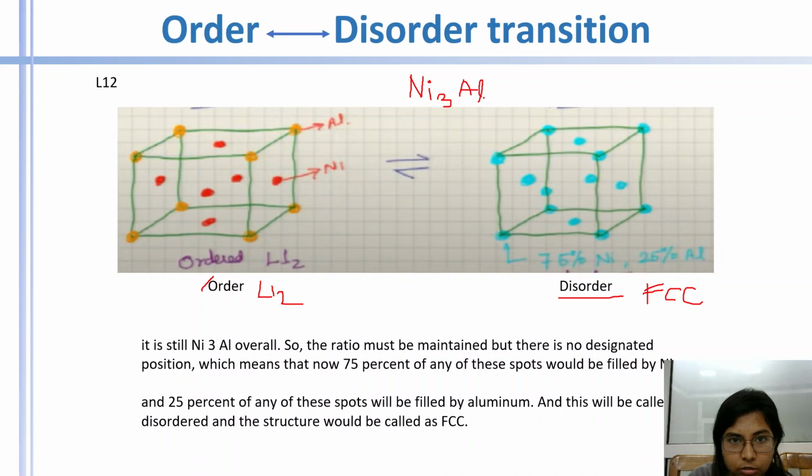So overall this is still Ni3Al, so the ratio must be maintained, which means that 75% of any of these spots would be filled by nickel atoms and 25% of any of the spots would be filled by aluminum atoms. You have to remember, this is not an ionic system like it was the case for sodium chloride. This will be called the disorder and the structure would be called FCC.